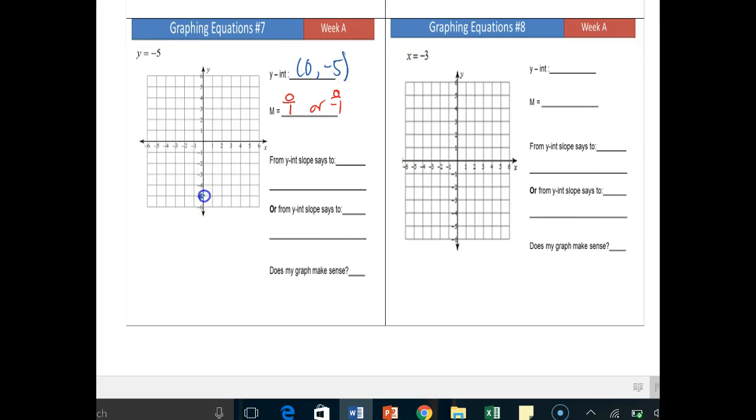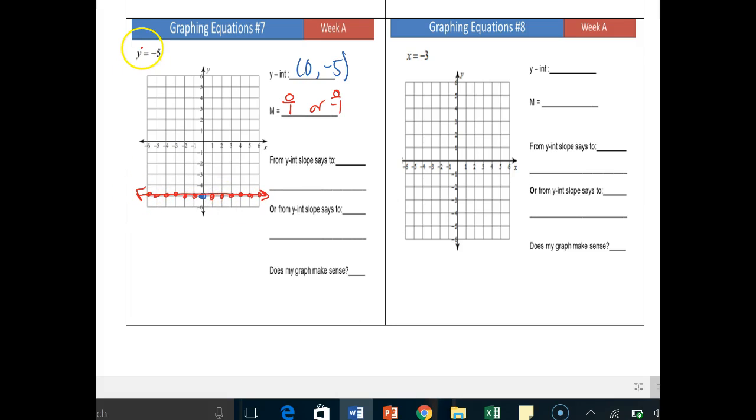So I start at negative 5, and then I move up or down 0 and right 1. Up or down 0, right 1. Right 1, right 1, right 1, right 1. Same thing, up or down 0, left 1. Up or down 0, left 1, left 1, left 1, left 1, left 1. I'll have a nice horizontal 0 sloping line. That makes sense for this graph.